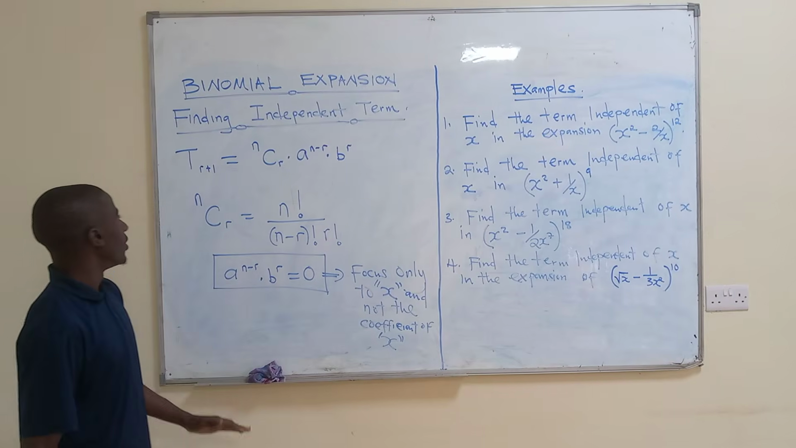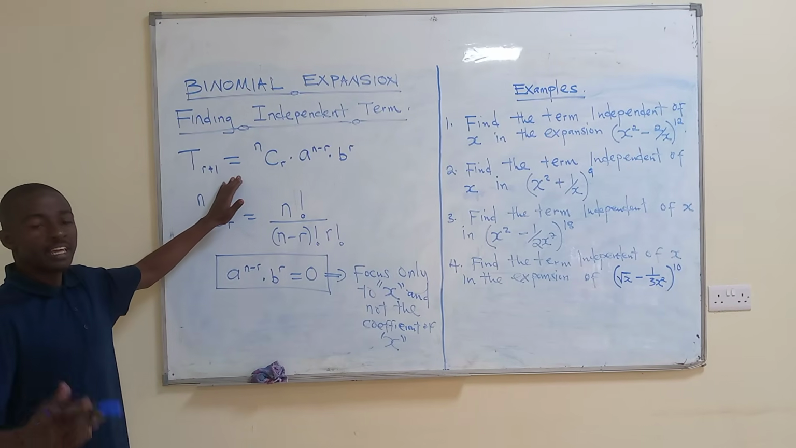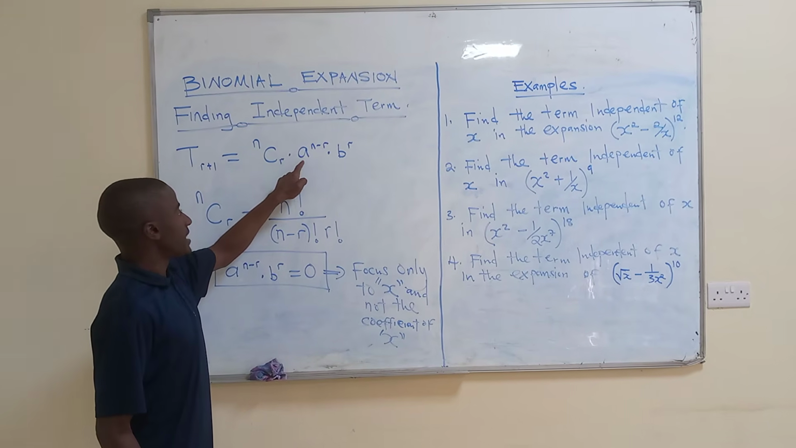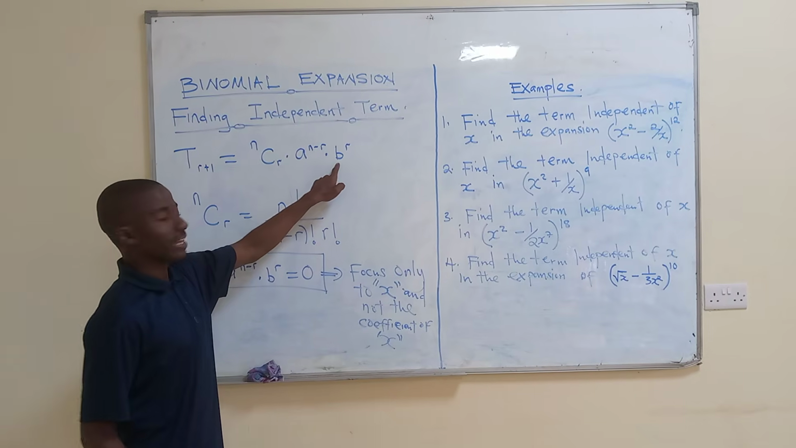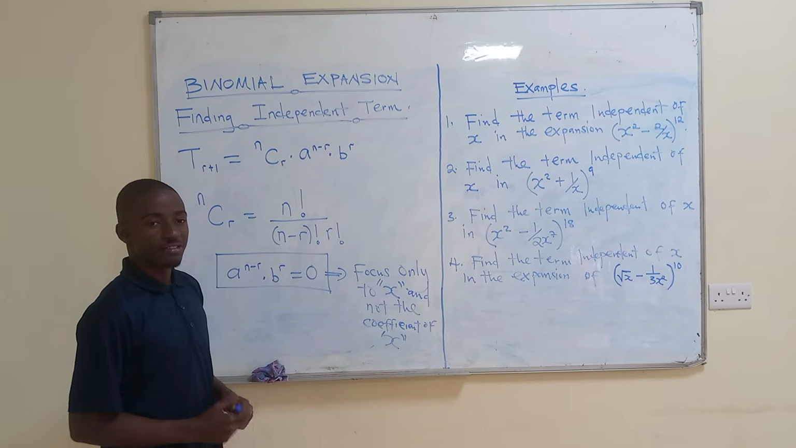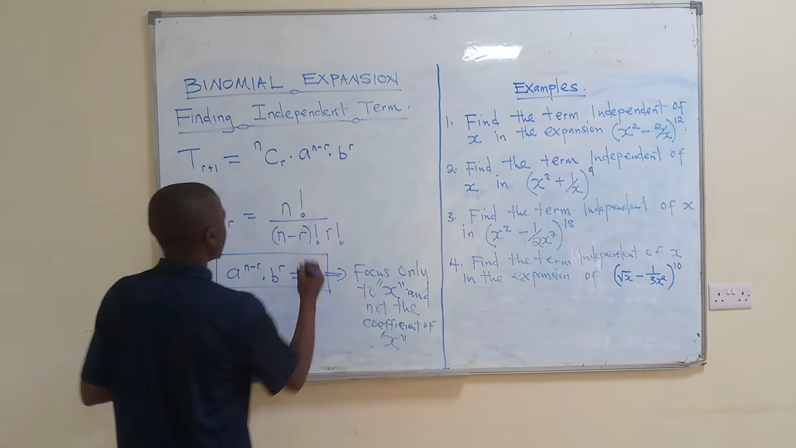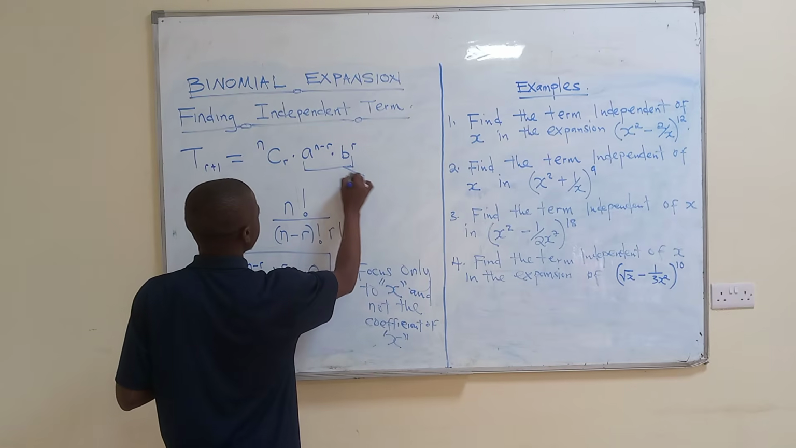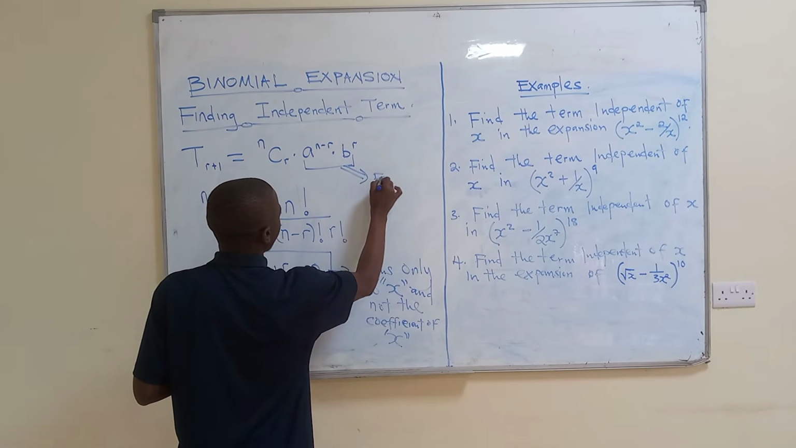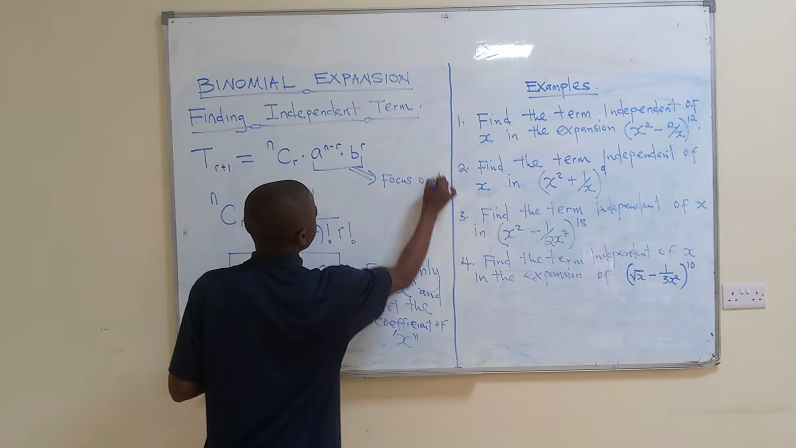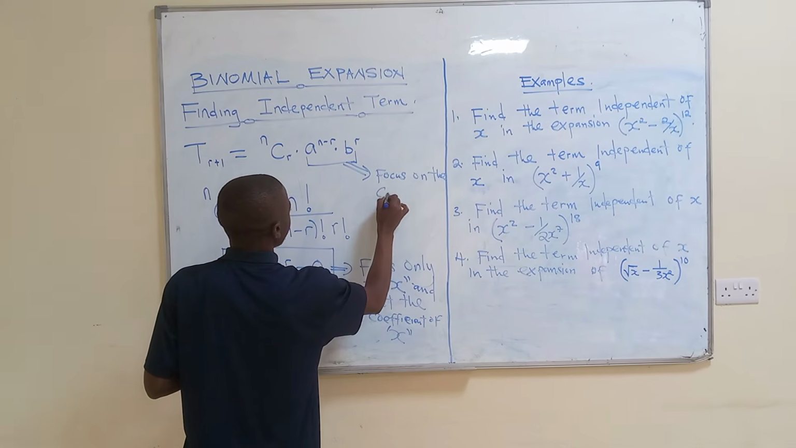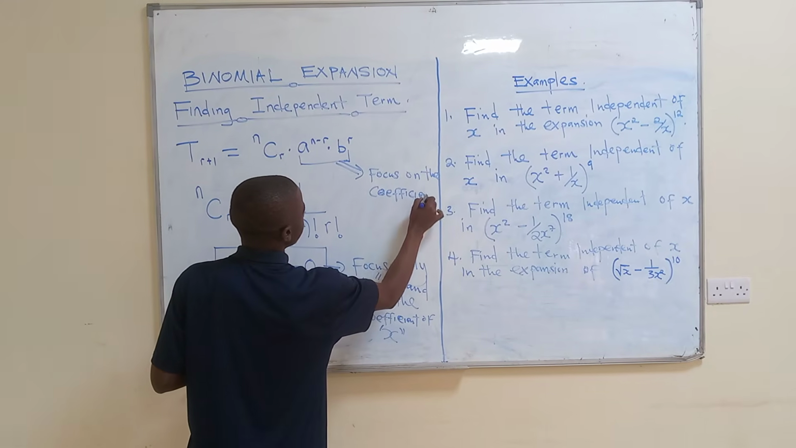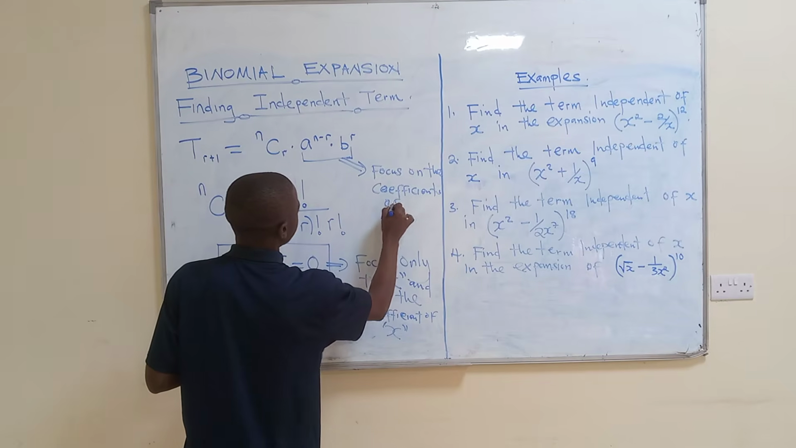But when you start calculating the independent term, when replacing the values of a and b, that's where you consider the coefficient of x. So you focus on the coefficient of x.